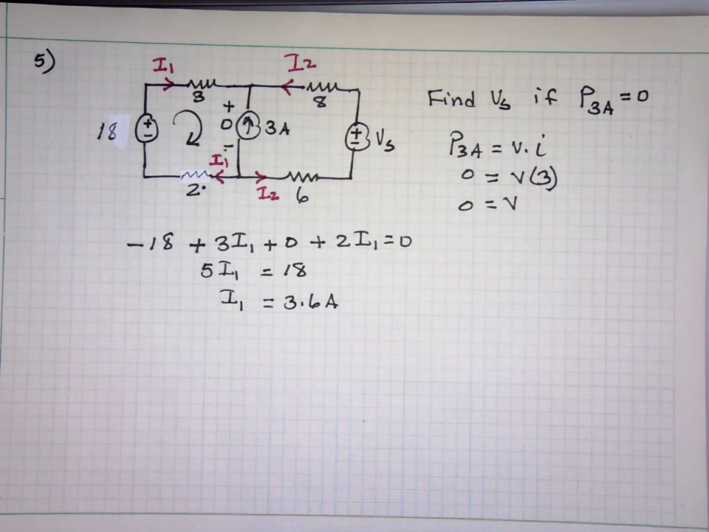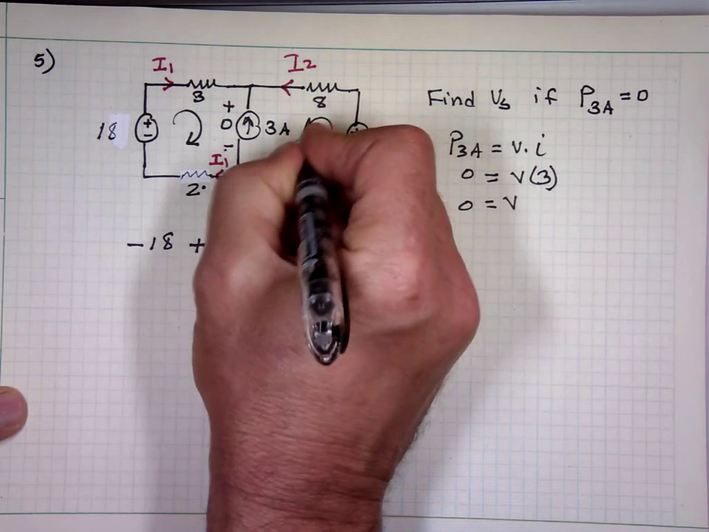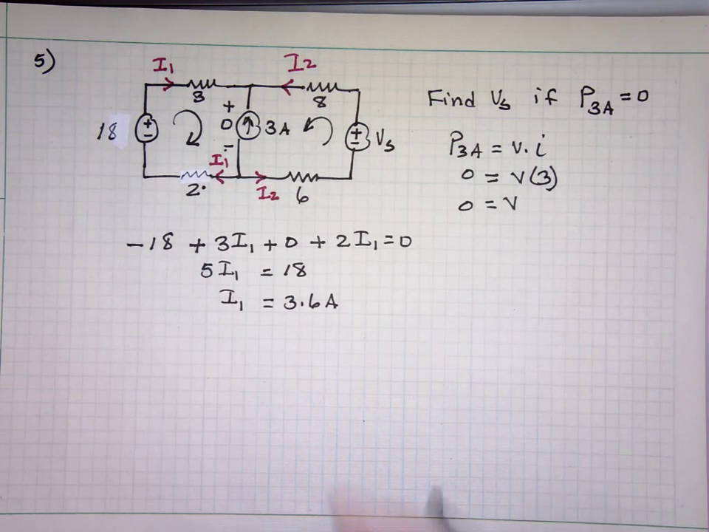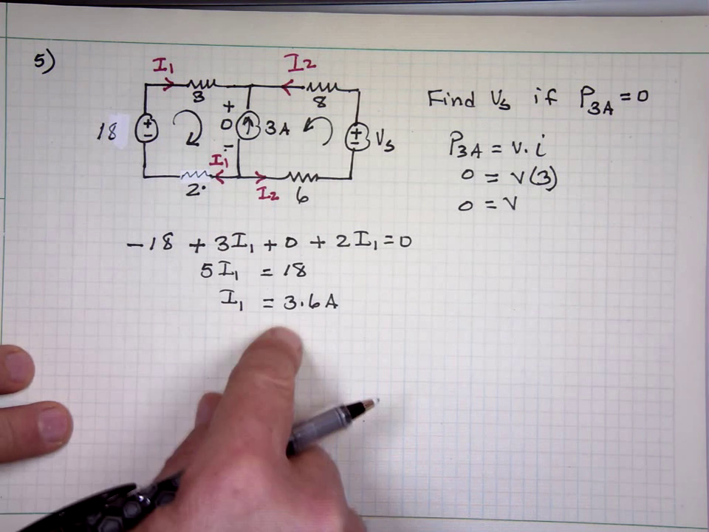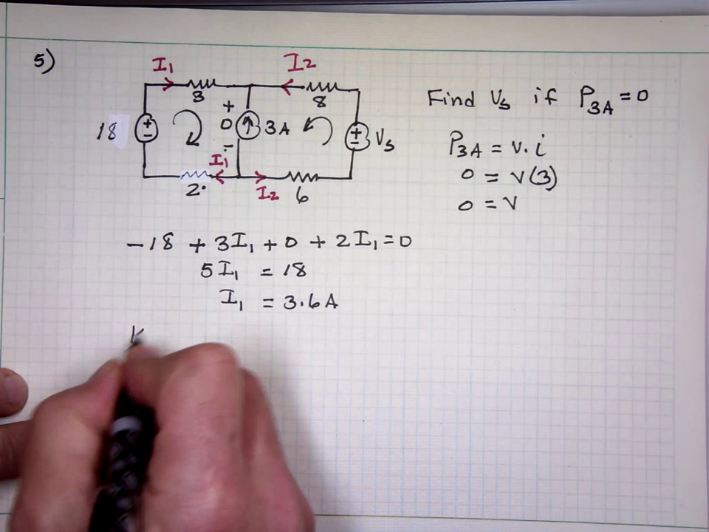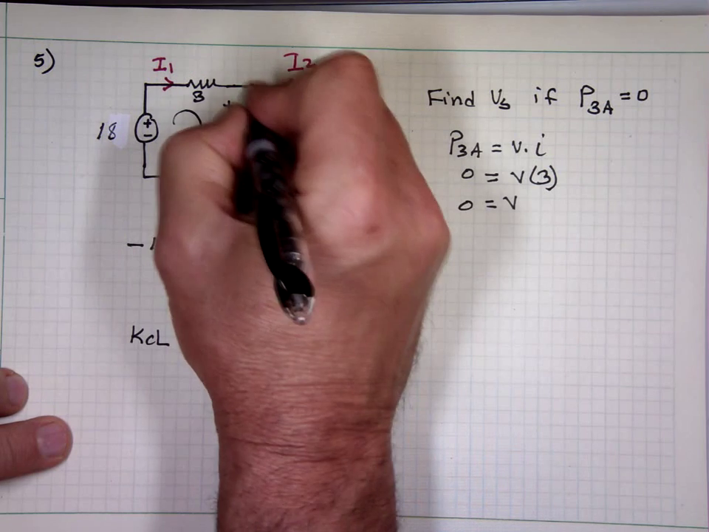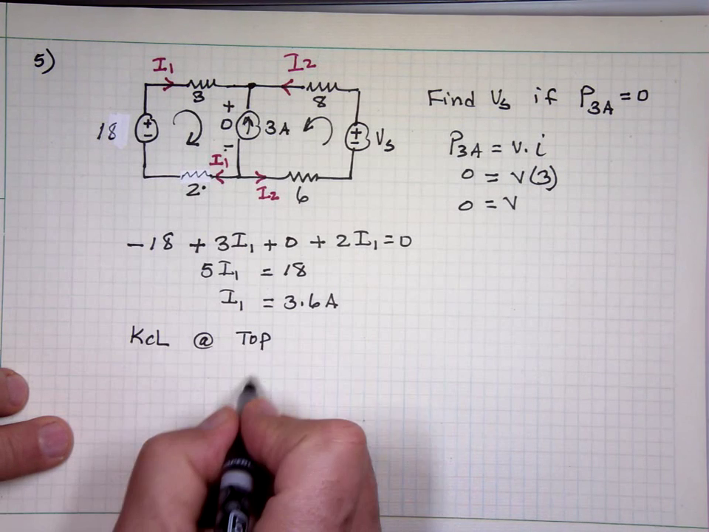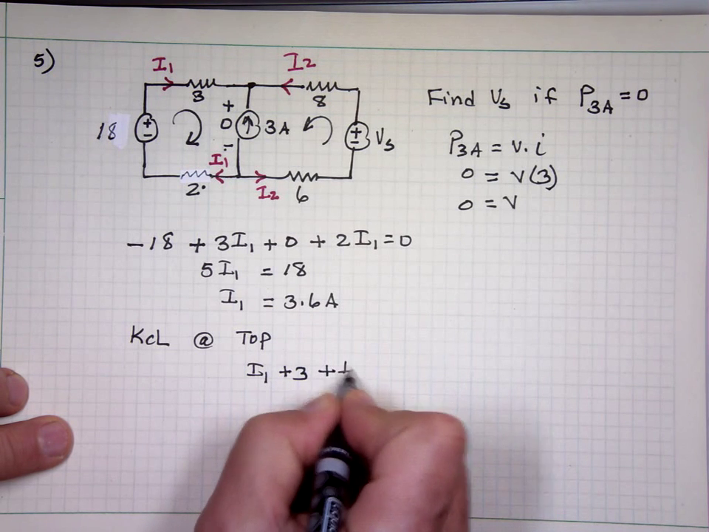Let me do KVL for this one. Let me make it going this way. I like to go from the minus to the plus of the source. That's just me. By the way, if you know I sub 1, can you tell me what I sub 2 is? Which direction? Opposite, because that's a node. If I do KCL at this point, the current entering the node: I sub 1 plus 3 plus I sub 2 is equal to 0.